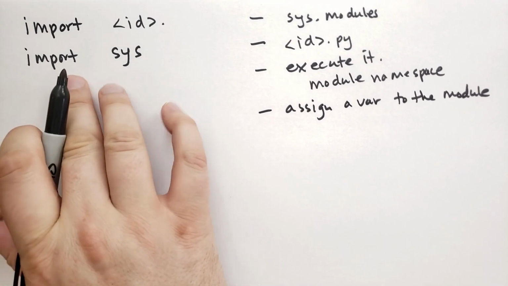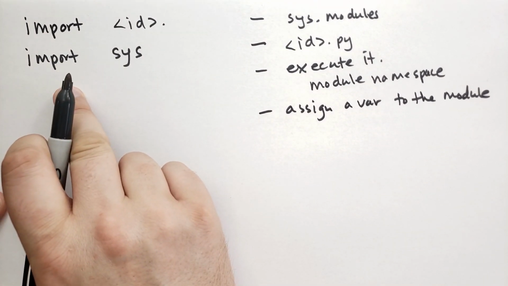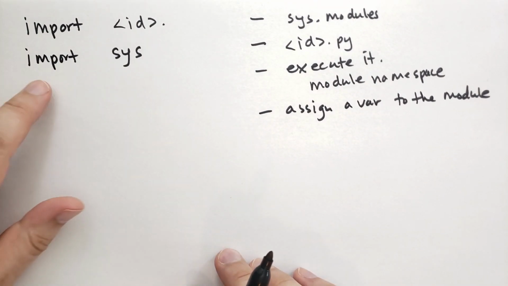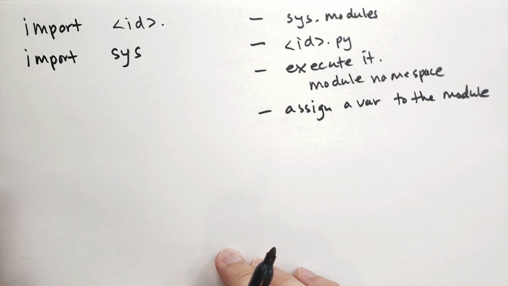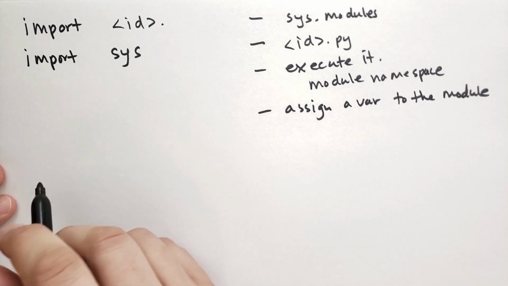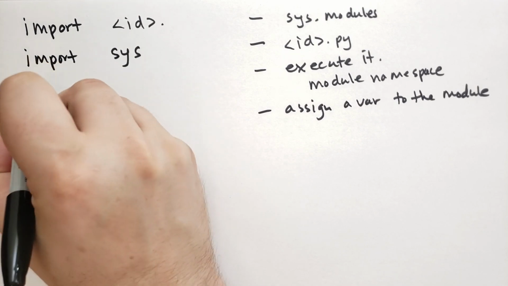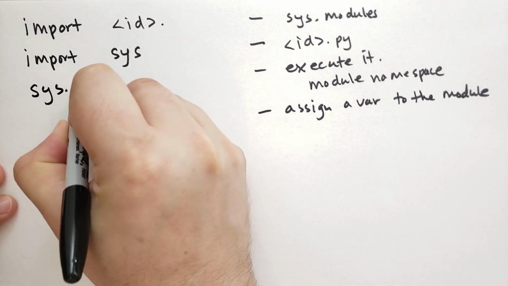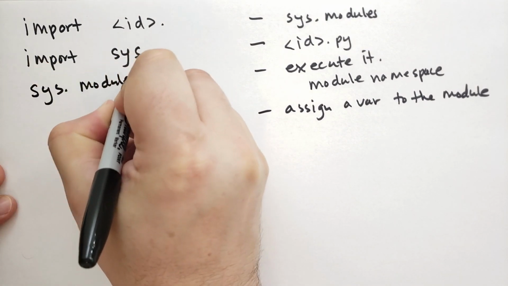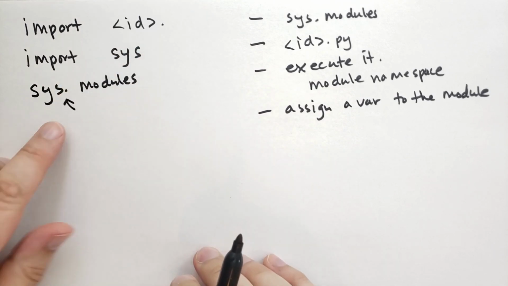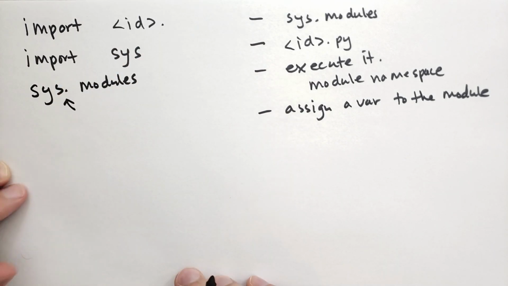Note that people typically like to import before running any other code, but this isn't necessary. You can also import from within functions. What that will do is import the module into that function's local variable namespace. Accessing the contents of the module is pretty simple. So we would just do sys.modules. This dot is the attribute access syntax in Python.